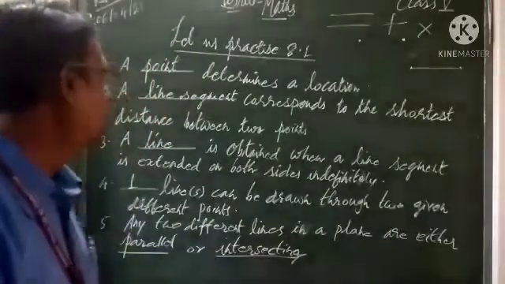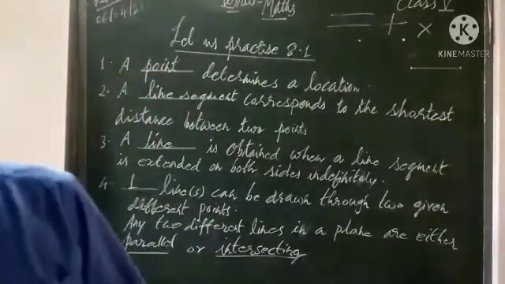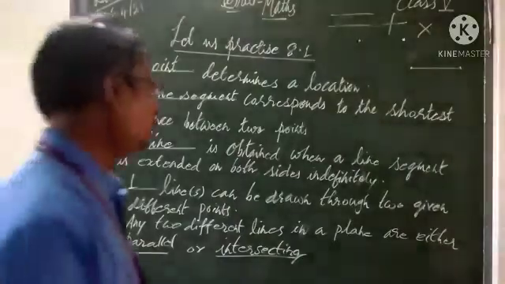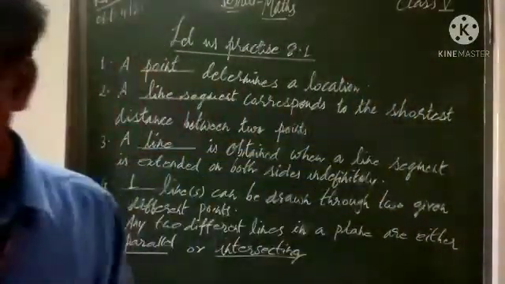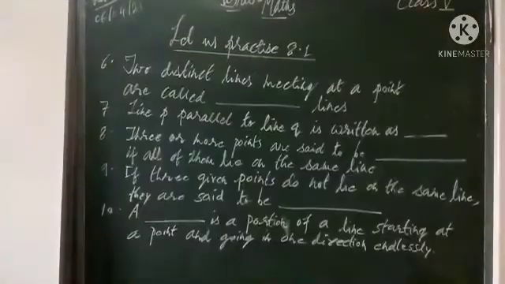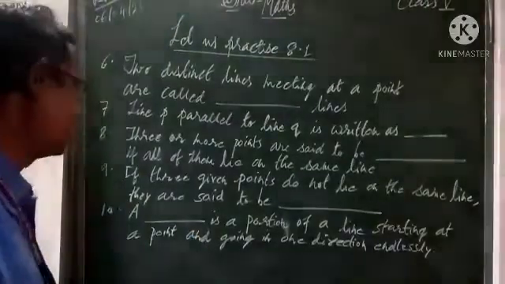So understood this? 5 fill in the blanks. Again 5 fill in the blanks are there. First of all, you note down these 5 fill in the blanks. Afterward, I will explain the remaining 5. Now next, the remaining 6 to 10, again 5 fill in the blanks.